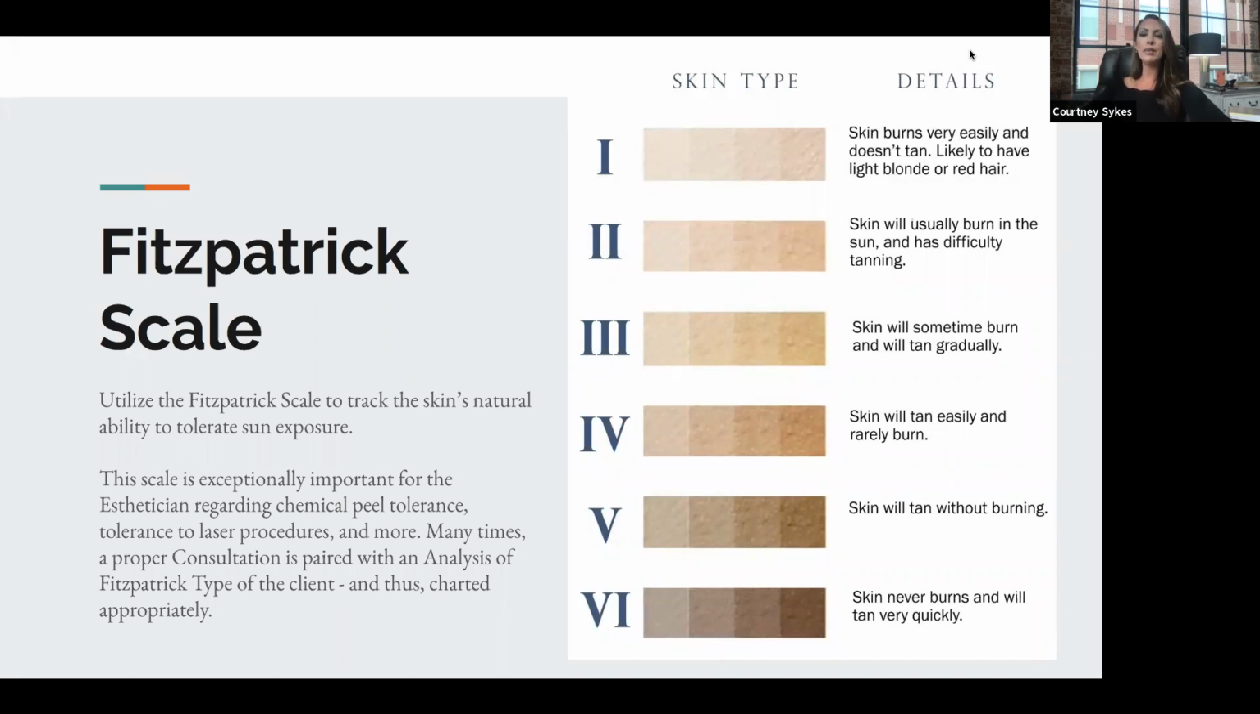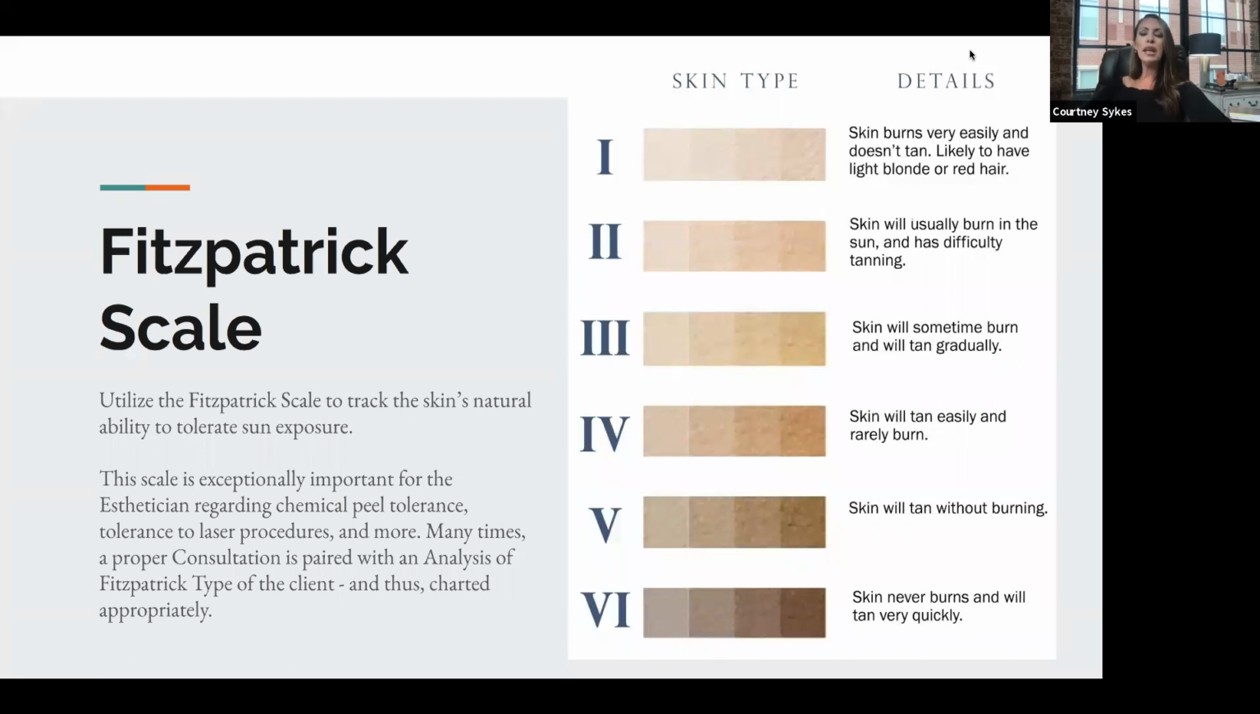Fitz 3, skin will sometimes burn and will tan gradually. Absolutely. Fitz 3s think that they can lay out in the sun and they're going to get this nice tan and all is good. But I promise you, those folks are still going to get the skin cancers several years later, or at least several years into their adulthood later, and they need to wear sunscreen. So just because you do get a tan doesn't mean you need to not wear sunscreen. So keep that in mind.